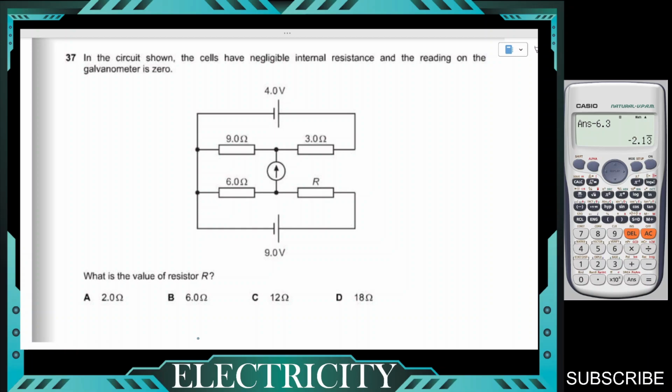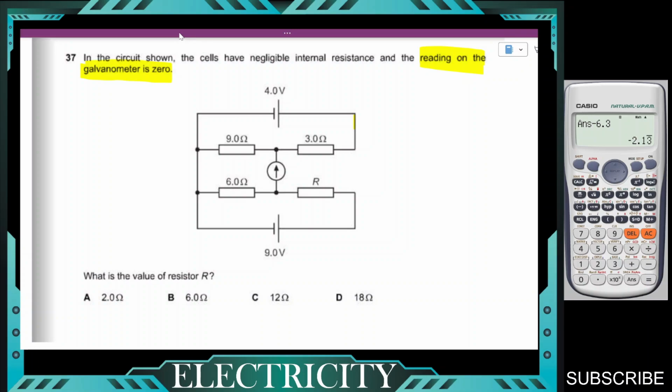Before you start the question, let's see what the important information in the question is. I'm going to highlight the important information over here. For example, the current passing through the galvanometer is 0. The reading on the galvanometer is 0. And obviously, a galvanometer does not give you the reading of mass or force. It gives you the reading of current. So basically, current is 0.